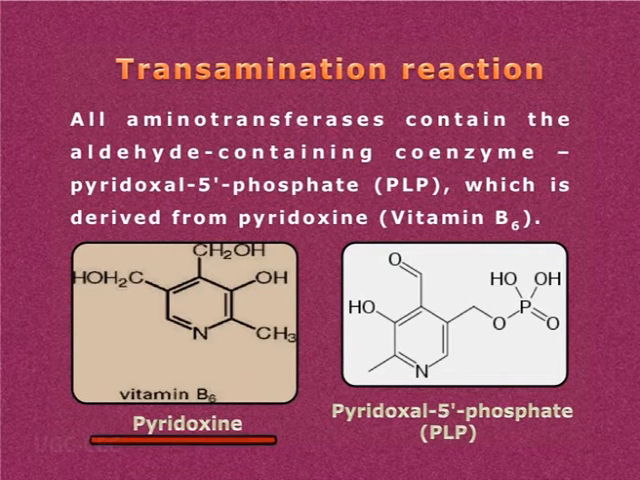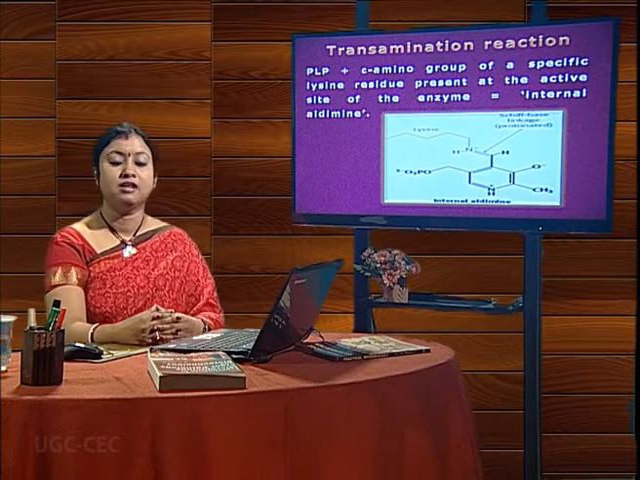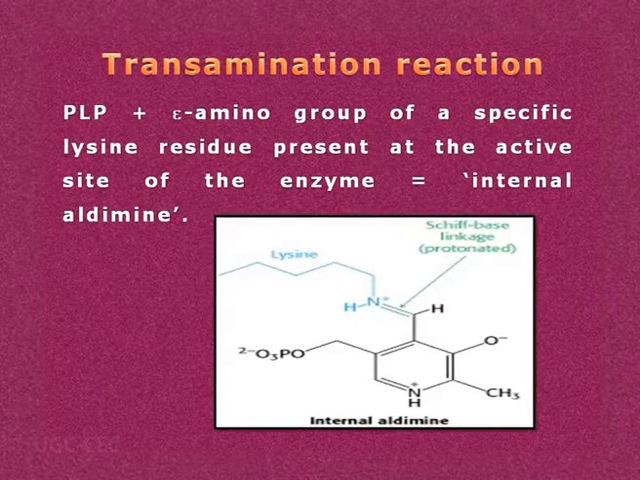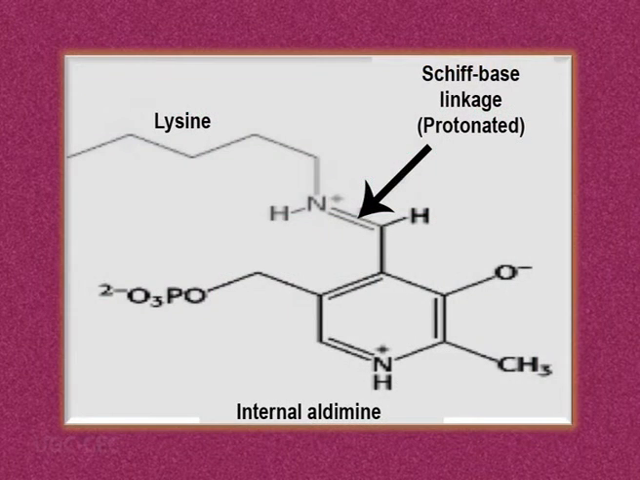Here is shown the structure of pyridoxal 5' phosphate or PLP and its precursor, which is vitamin B6 or pyridoxine. If we go into the details of the transamination reaction, we can see that it occurs through various steps. The first step is the formation of internal aldimine. Internal aldimine formation occurs between PLP and the enzyme, and this occurs when the amino acid substrate is absent. What is this internal aldimine? It is the Schiff base linkage between the aldehyde carbon of PLP and the epsilon NH2 group of lysine at the active site of the enzyme.